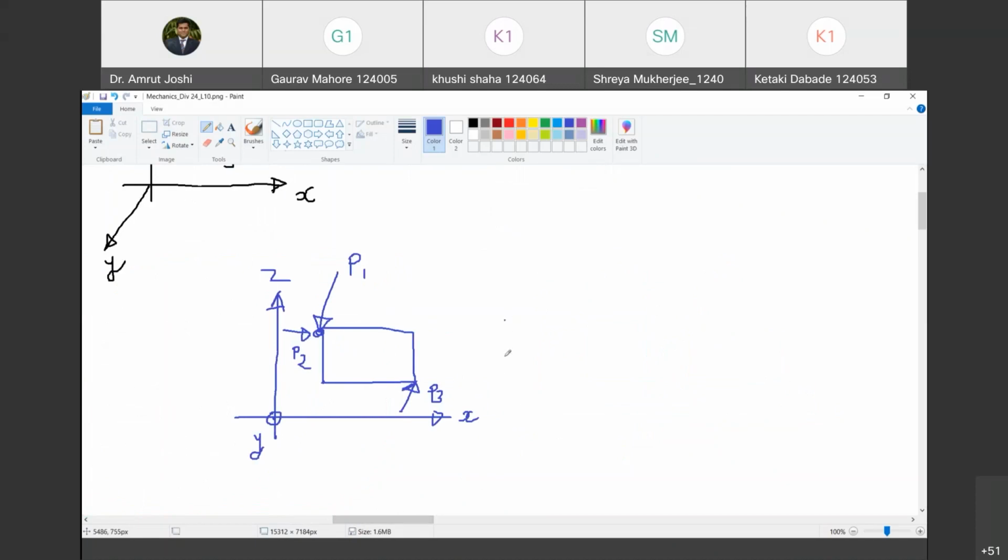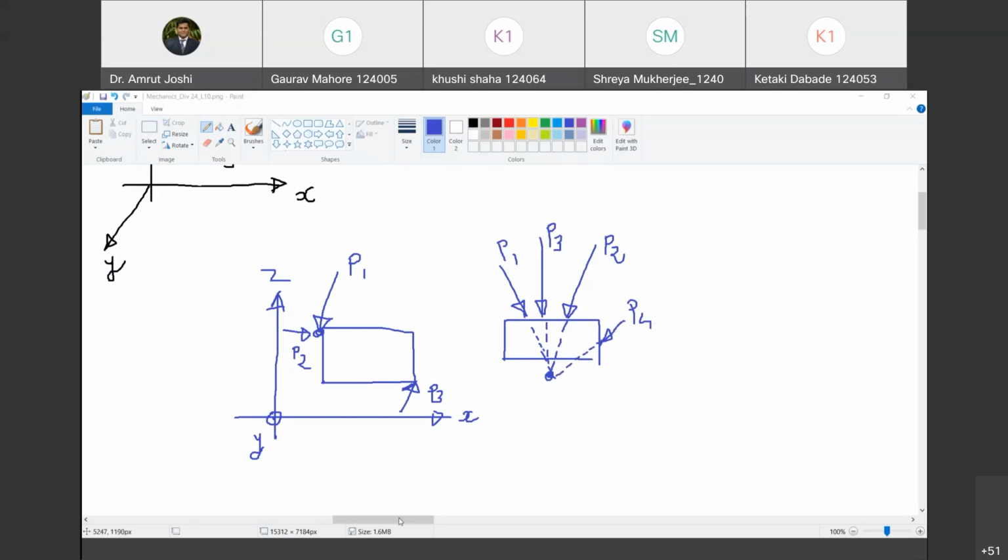Let us have in this same plane another body with the forces P1, P2, P3, P4.